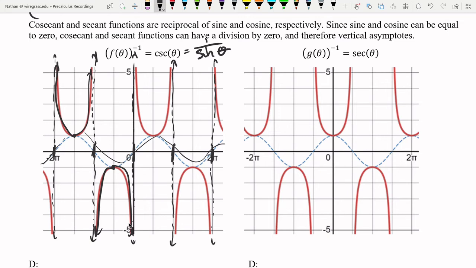And the same thing is true for secant, right? Secant is just 1 over cosine theta. So if we draw cosine theta, that's what this blue line is here, then you can see where when it equals 0, that's going to give you your asymptotes.